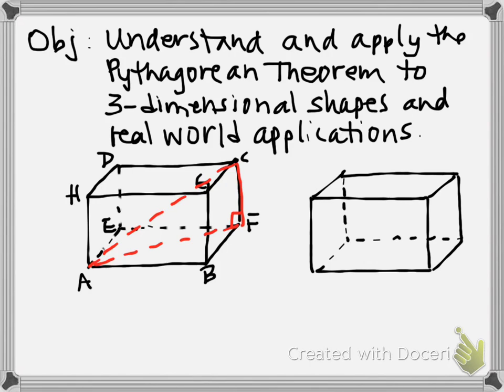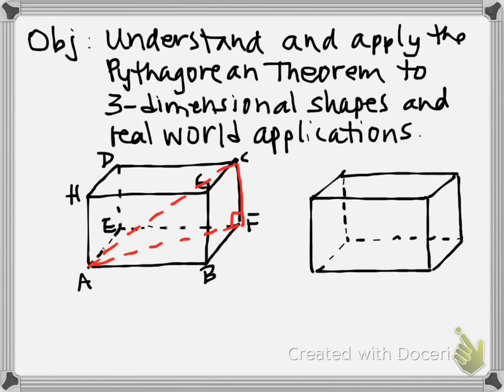Okay? So not only do we have right angles on the faces, all 6 faces have 4 right angles, but you also have right angles on the diagonals. Okay? So that's what we're going to be using for our particular solving. All right? Does everybody have that idea?